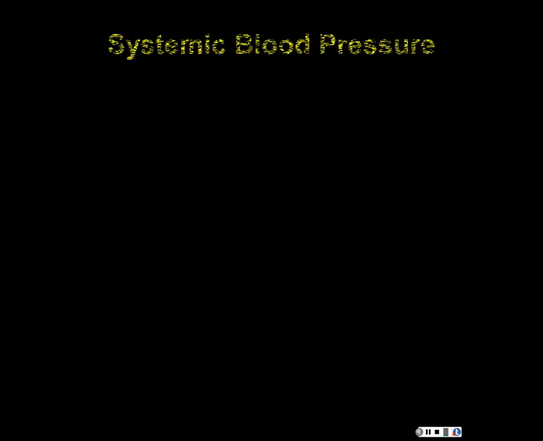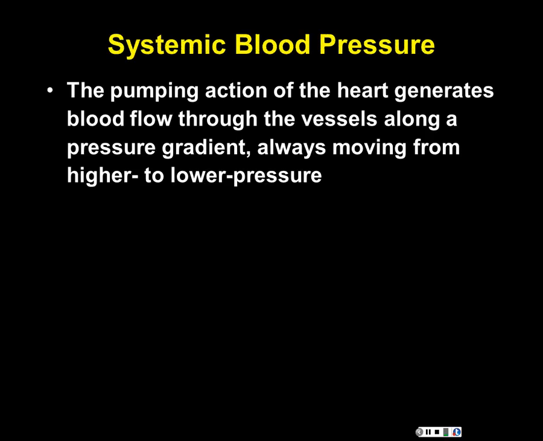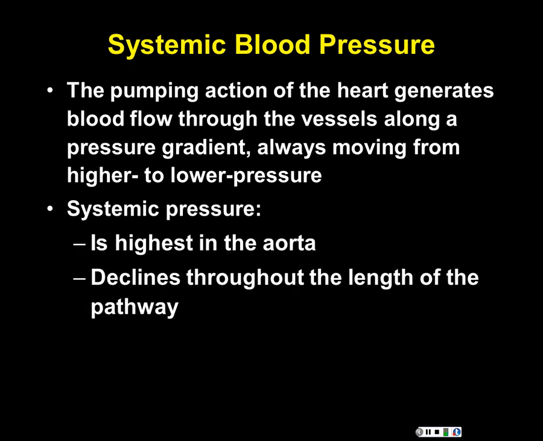So if we look at the blood pressure in our systemic circuit, we know that the blood is going to be distributed through the vessels down a pressure gradient, always moving from the higher to the lower pressure. We also have already summarized this week that our systemic pressure is greatest in the aorta. It declines and is least as it enters the right atrium. We're okay with that pressure gradient.